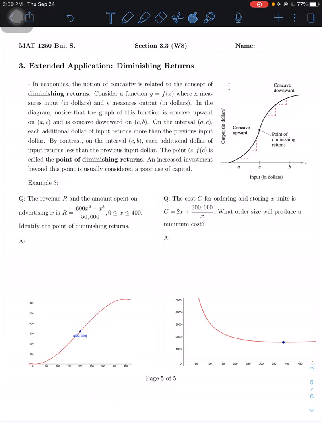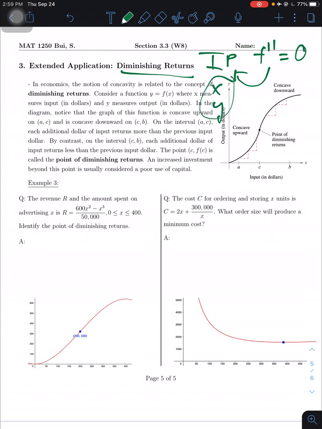This one should be on your exam too, so make sure you pay close attention to it. What does it mean by diminishing returns? It's the same thing as the inflection point. And what does that mean? It means that the second derivative has to be set equal to 0, and after that we have to find x. When we find x, we get the y value, and together this is the inflection point.